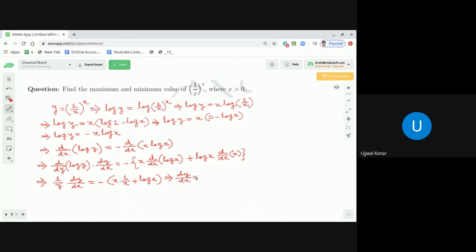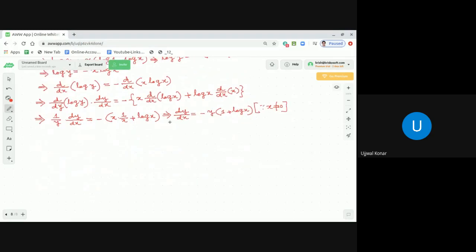dy dx is equal to minus y into 1 plus log x. Correct? Why are you able to do it? Since x is not equal to 0. So that is the first order differentiation, that is dy dx is equal to minus y into 1 plus log x. Now, dear students, we need to make second order differentiation. To find the second order differentiation, we need to find d2y dx2. So let's find d2y dx2.